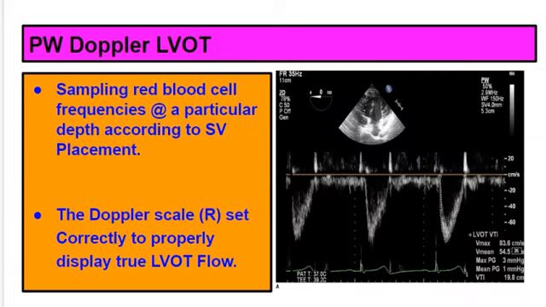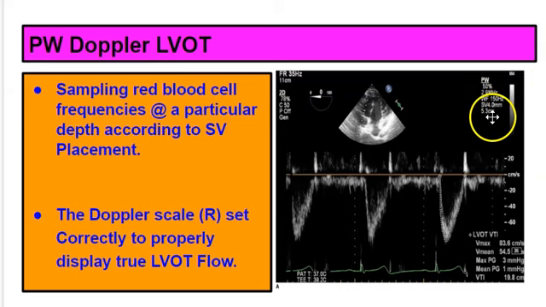Pulse wave Doppler on our LVOT is displayed here. Basically, we're sampling red blood cells and frequencies at a particular depth according to our sample volume placement. The Doppler scale is on the right, and you can see the baseline here. You can see flow is going away from our transducer, so it's going out through the left ventricular outflow tract. That's what it says down here. It tells our values down here. Here's our baseline. Here's what's happening with our pulse wave Doppler.